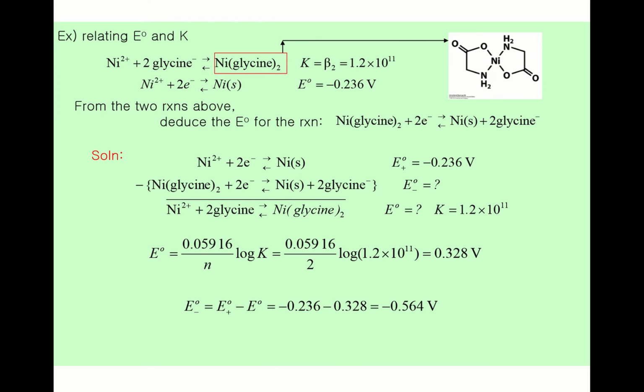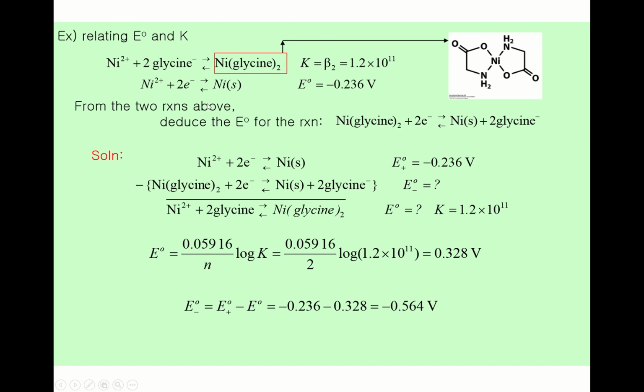Let's take another example, relating E0 and K. Let's consider this nickel and glycine complex. Around the nickel ion, there are two glycine molecules. We can write it this way: nickel ion plus 2 glycine becomes a nickel glycine complex, and for this one we can write the equilibrium constant K equals 1.2 times 10 to the 11, very large.